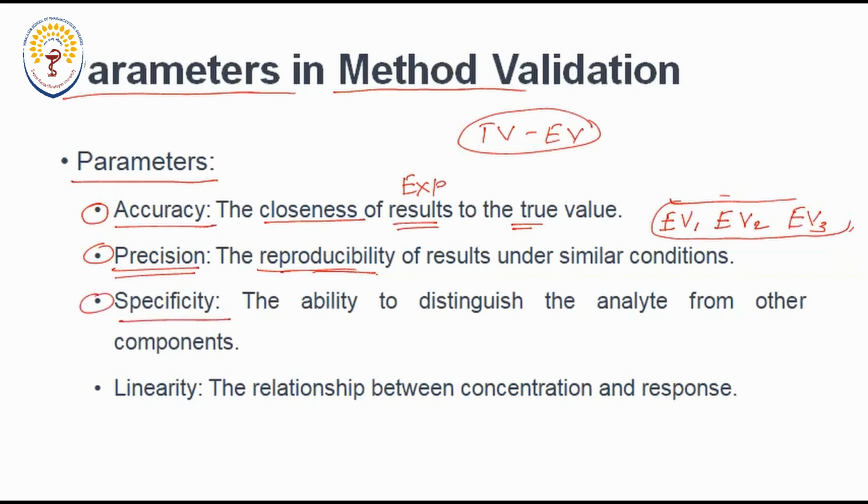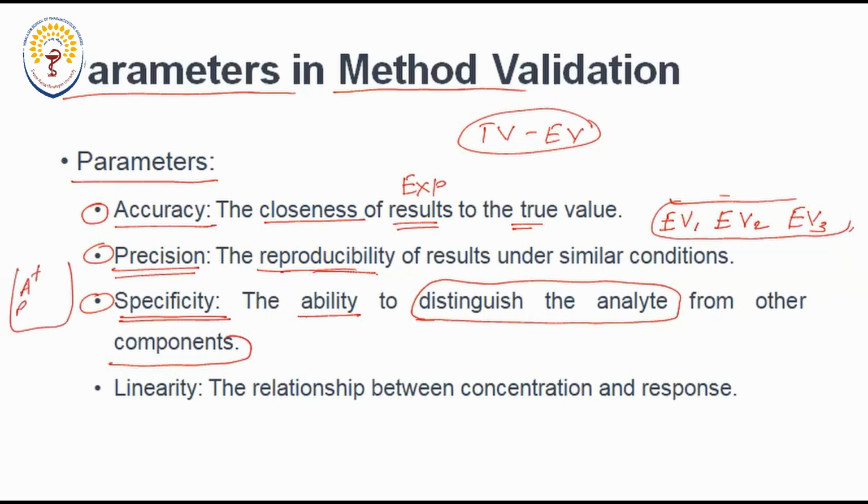The third thing is specificity. Specificity means that our method has the ability to detect the analyte of our interest and not the other components present in the matrix. So it has to be specific. For example, in a sample, if there is an ion A, an ion B, and another ion C, and I just want to detect only A, then our method should be such that it only selects A. That is why it has specificity. It detects only A, that means our method is specific.